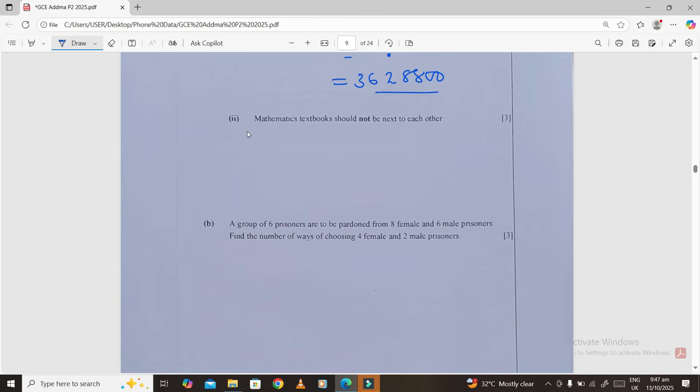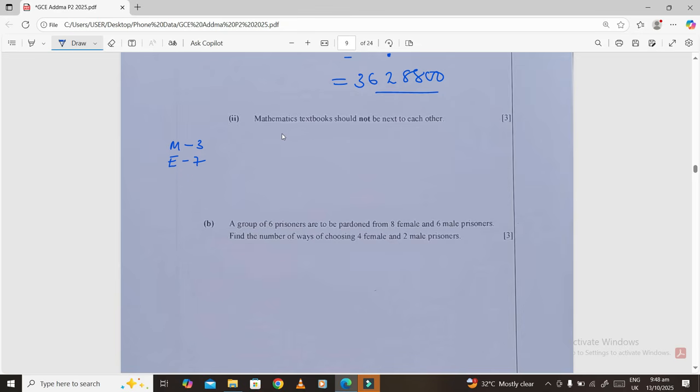And here they are saying mathematics textbooks should not be together, not be next to each other, so to say. Mathematics textbooks should not be next to each other. So we know that mathematics, we've got 3, while English, it's 7. So there are 2 ways. I'll show you 2 ways on how you can do this.